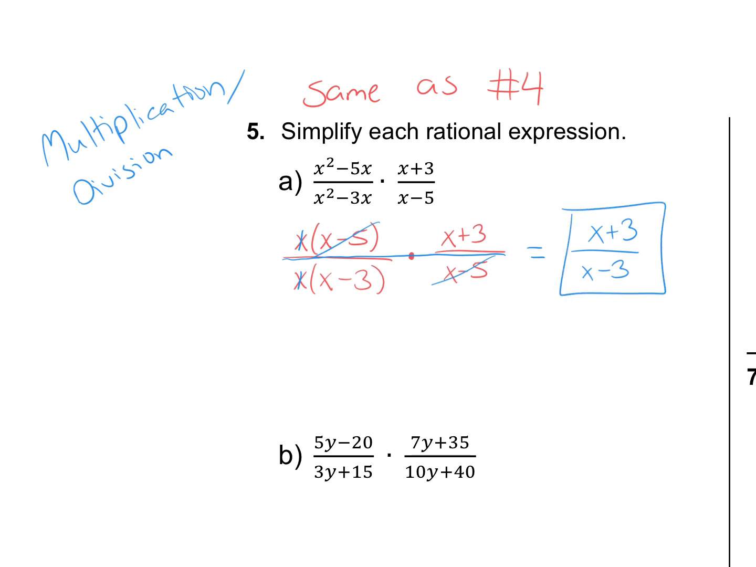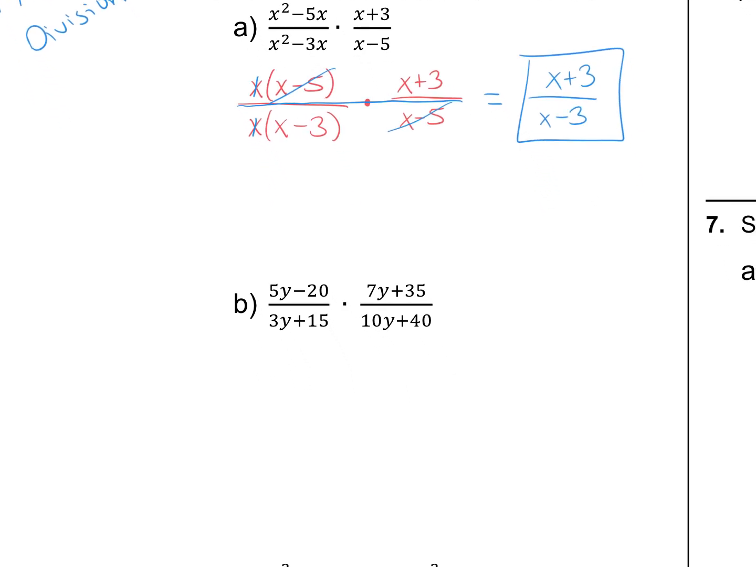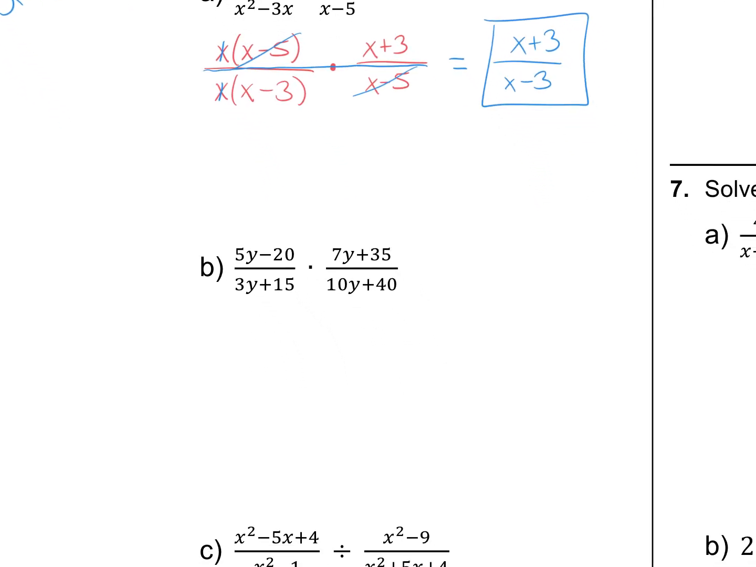Are we seeing how it's very similar to number 4? Okay, so let's look at B. What do I need to do first with multiplying rational expressions? Simplify. So if I'm looking at 5y minus 20, ask myself, what can I take out? Take out a 5. What's left?